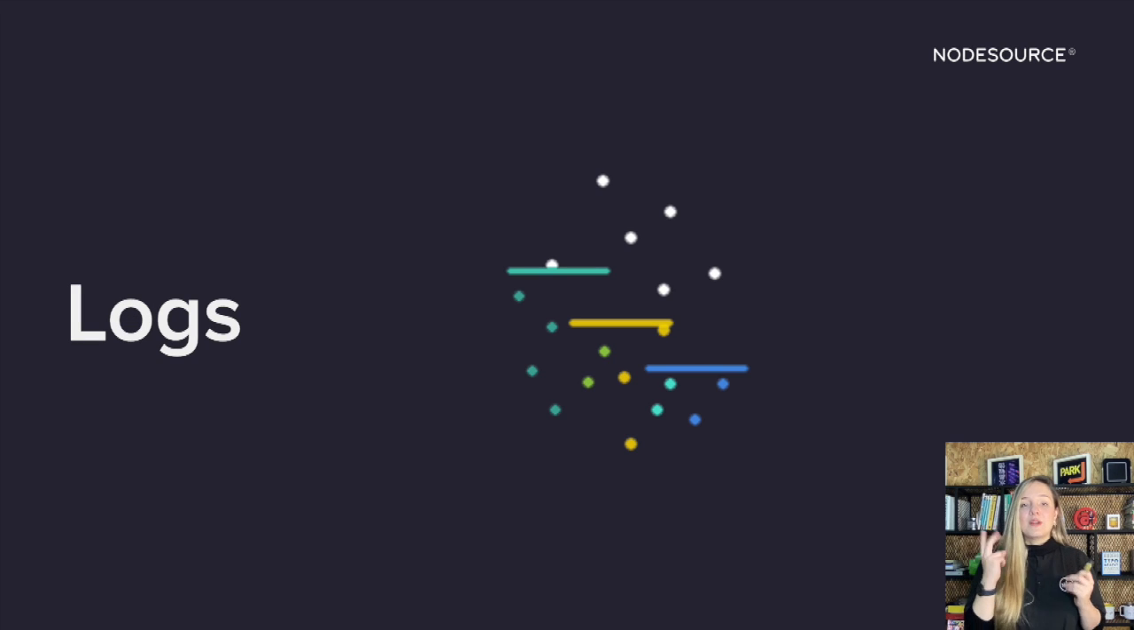Then let's jump to our second core concept, logs. A log is a timestamped message emitted by services or other components. They are not necessarily associated with any particular user request or transaction, but when they are, they become more useful. We'll get into this a little bit later.